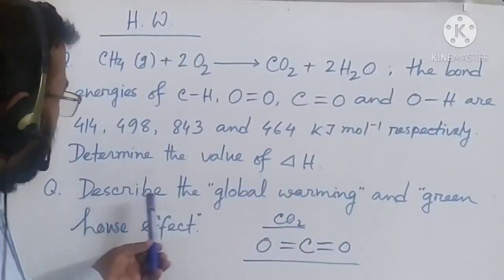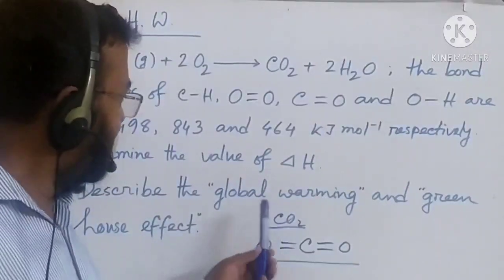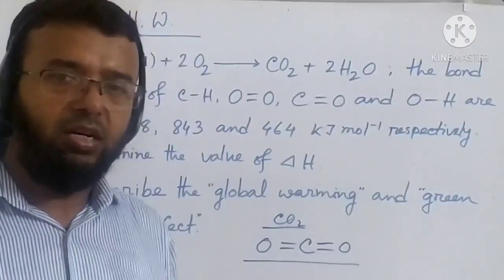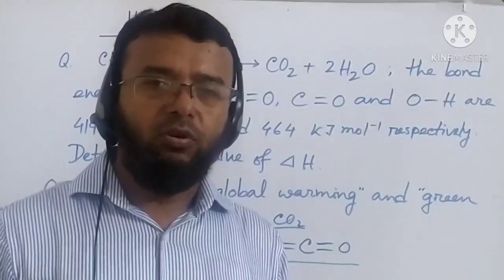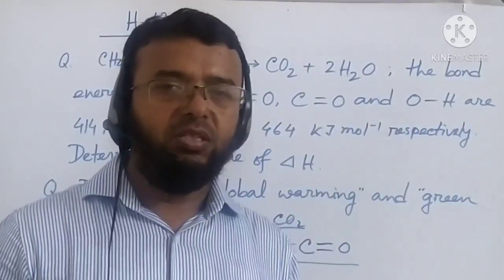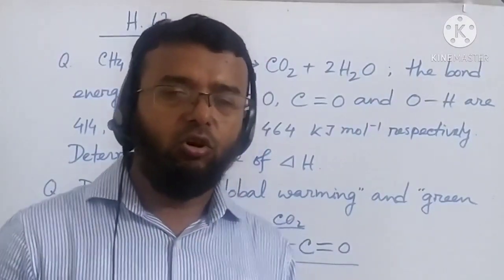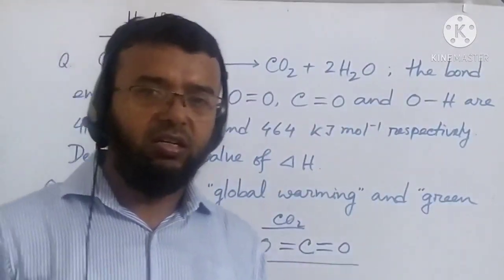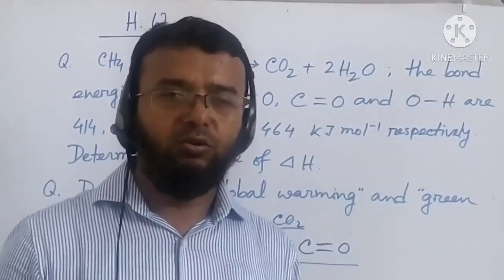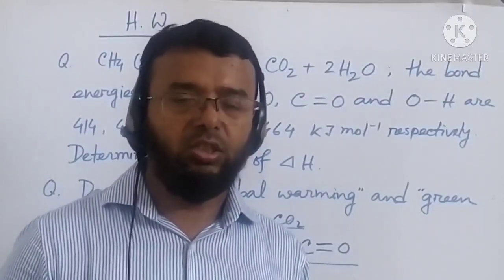Then I have given: describe global warming and greenhouse effect. I have told some points regarding this question. So all of you write it in your homework copy. You must learn the lesson properly. First of all, I have given mathematical problems, then some short question answers. In the previous lecture also some questions were given. So all of you must follow lecture 1, lecture 2 of chapter 8 properly and learn the question and answer, and you must do the homework and submit it to your subject teacher. Okay, thank you everybody.